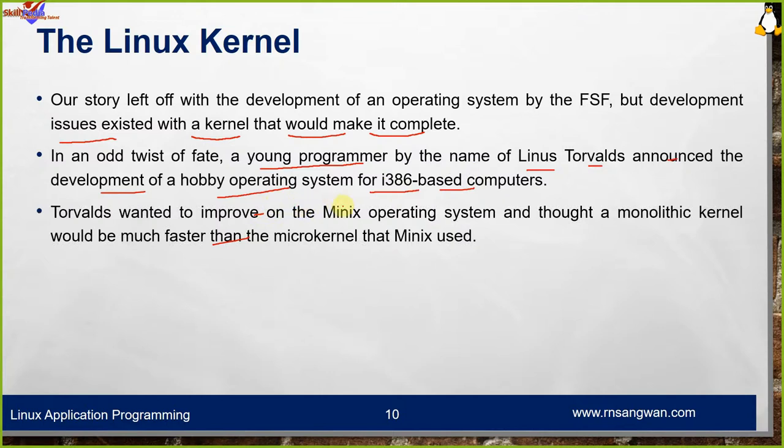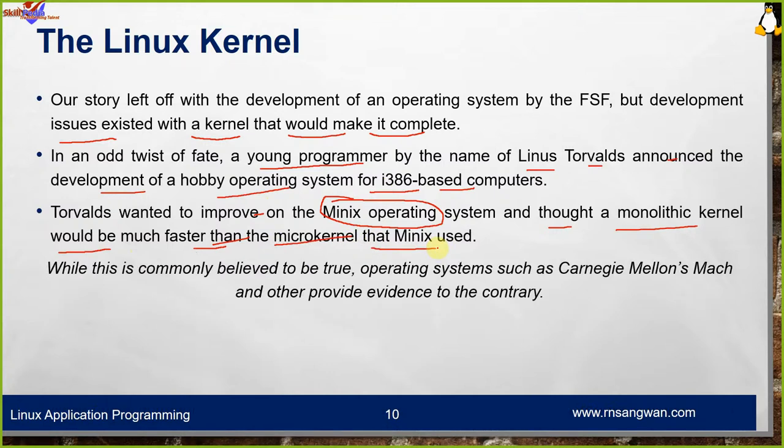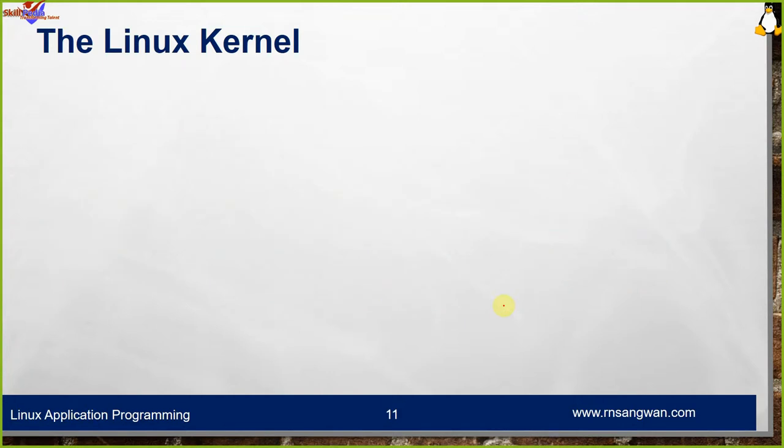Torvalds wanted to improve the Minix operating system that was available at that time and thought a monolithic kernel would be much faster than a microkernel, which Minix used at the time. While this was commonly believed to be true, operating systems such as Carnegie Mellon's Mach and others provide evidence to the contrary.